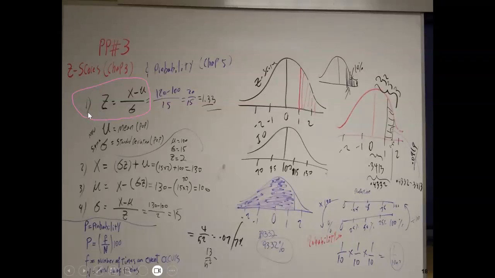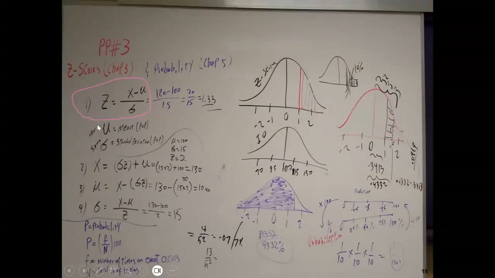So formula number one is z equals x minus mu divided by standard deviation. That's the main formula. But you can see underneath there's 2, 3, and 4. We call them derivatives. They are derivatives of the first formula. Derivatives means you can derive a formula from a formula. This is algebra. If you know it, sure, you can do it. If you don't, it's okay because it's already done for you.